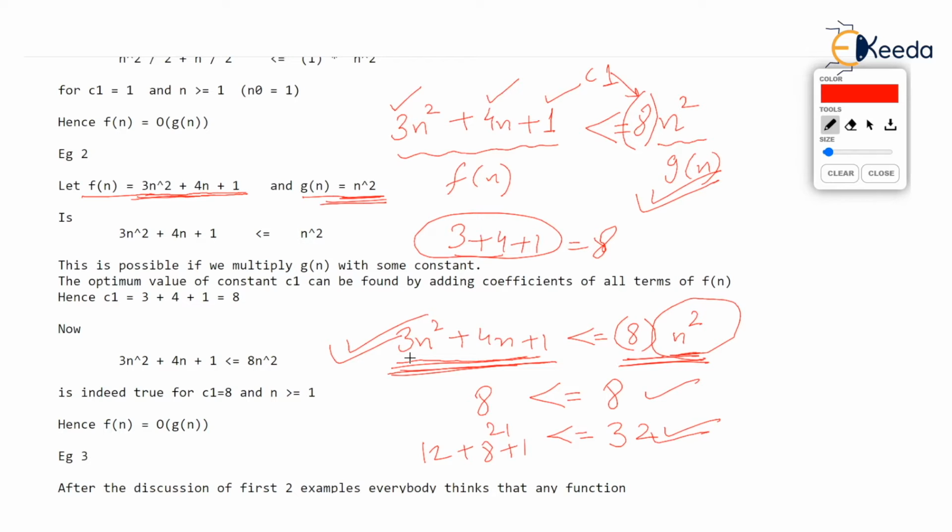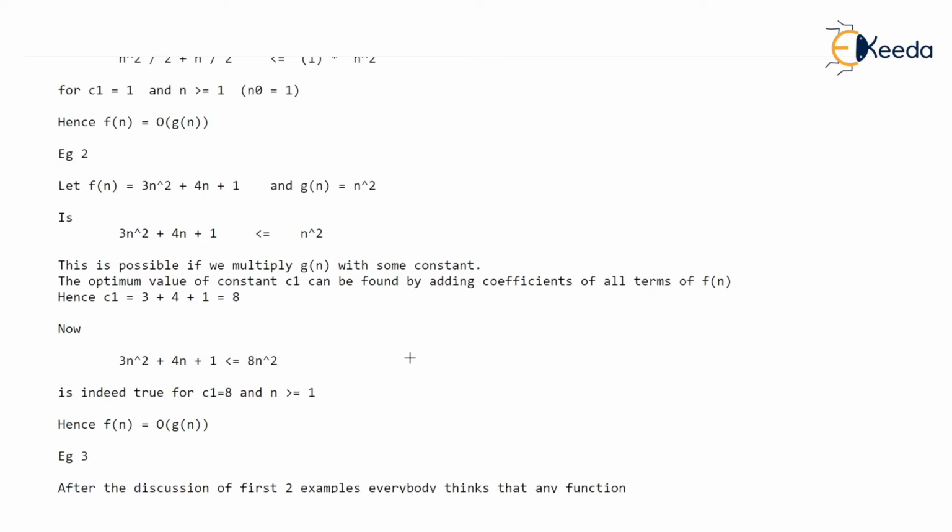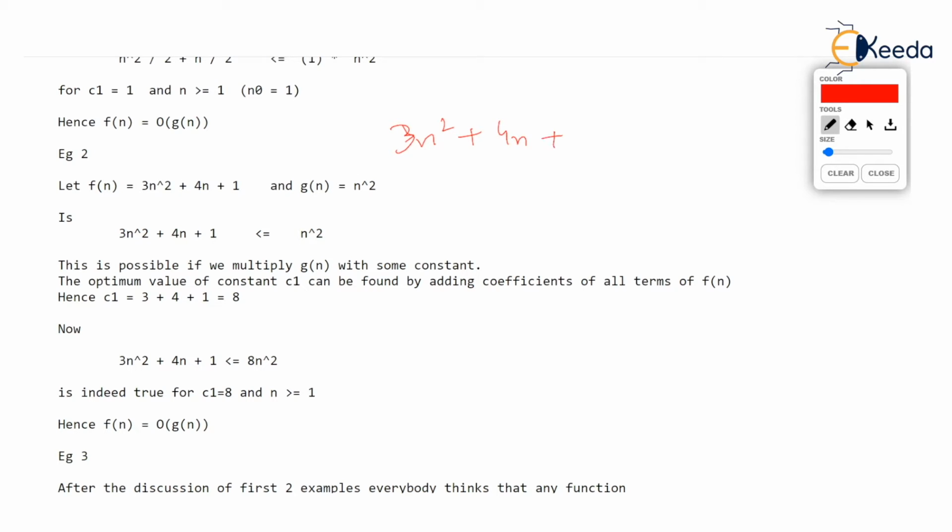Coming back to that constant C1, somebody argues, what's so special about adding the coefficients of the terms? Well, I don't mind you taking some other constant. For example, 3n square plus 4n plus 1. We want to prove, is it less than or equal to n square? It's not directly possible. You see that Fn is in fact greater than Gn. Then what if you put 100n square here? So the constant C1 is 100, isn't it?